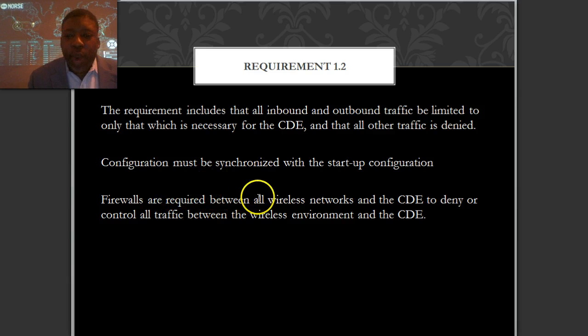Firewalls are required between all wireless networks and the CDE to deny or control all traffic between the wireless environment and the CDE. So why is that so important? Because wireless networks can be compromised. There are plenty of ways that you can crack a WEP or WPA. Right now they're saying WPA2s are not crackable, but there are other things you can do, like disable the network and then jump on as other people jump on by duplicating their credentials. So you want to make sure that there are always firewalls in between the wireless network and your cardholder data environment. And I have a graphic here.